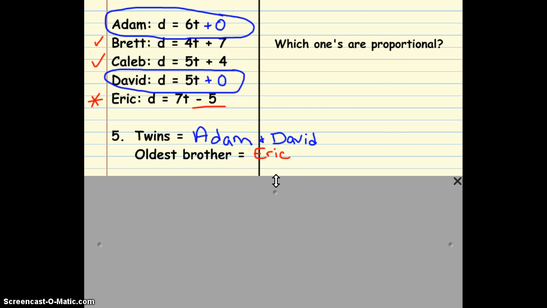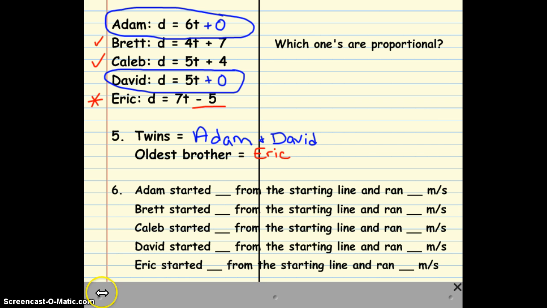All right, question 6. It says, for each brother, describe how far from the starting line he began the race and how fast he ran. I want you to go ahead, pause the video, and copy down this setup for number 6. It has each brother, and it says Adam started blank from the starting line and ran blank meters per second. Go ahead and pause it.